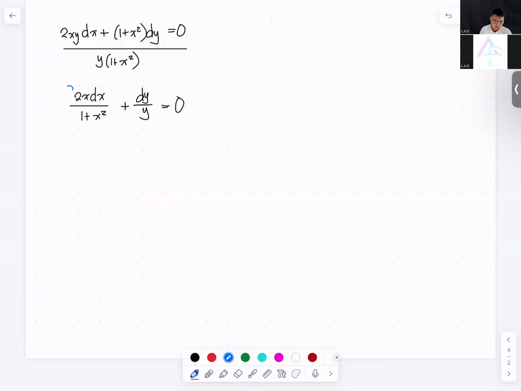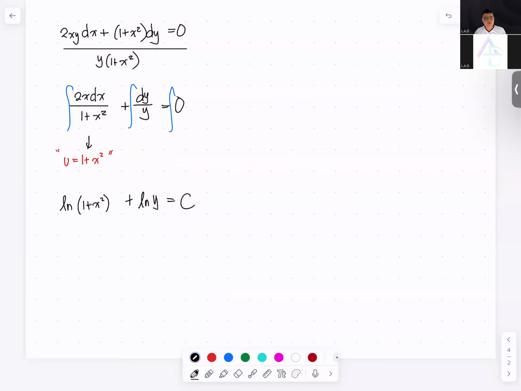Then, again, we can integrate all the terms, using integration by substitution. I won't dig deeper into the integration by substitution, but you just have to let u equal to 1 plus x squared here. You deal with the integration on your own. It should result in ln of 1 plus x squared, plus ln of y equal to the arbitrary constant.